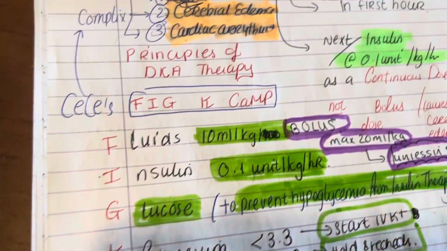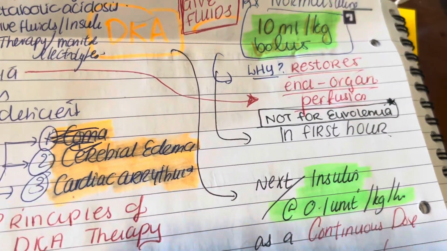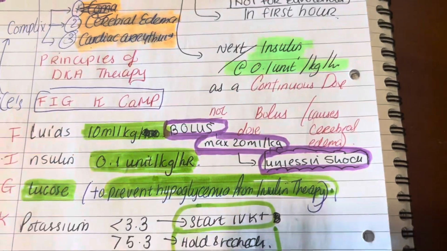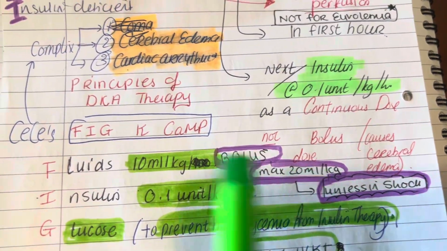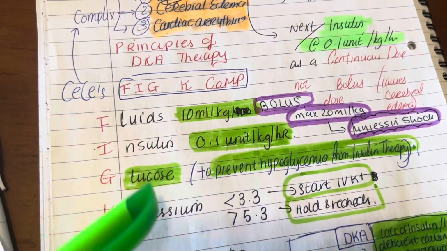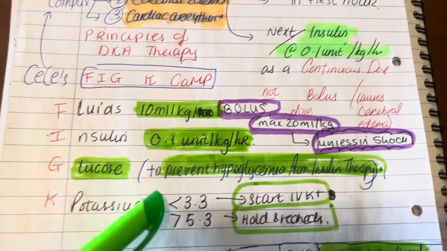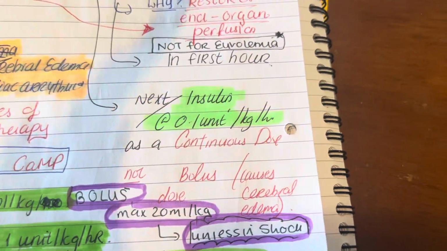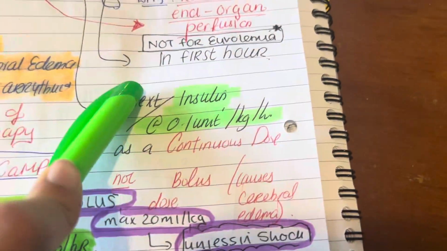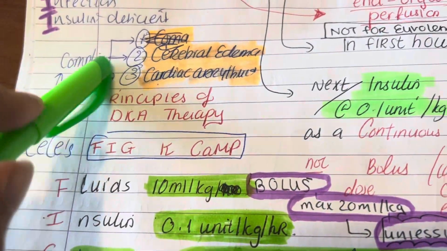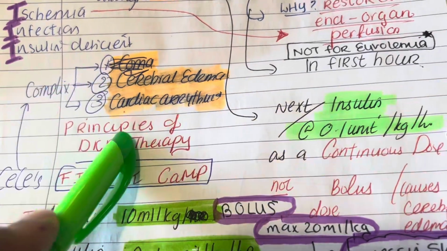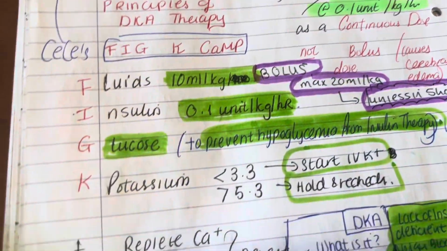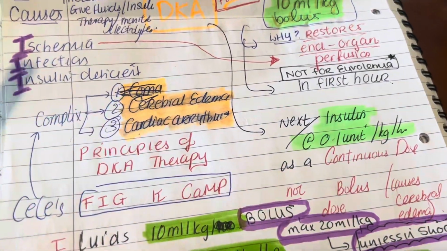So how do we treat this? We want to give them a fluid bolus. The way to treat DKA is to give a fluid bolus. It's typically 10 mils per kilogram of a bolus dose. And the point of that is not for euvolemia, because euvolemia in a DKA patient as a management strategy is bad. It can cause issues. It can lead to cerebral edema. It can lead to other complications. The cardiac arrhythmias can be due to, once again, potassium repletion or potassium depletion.